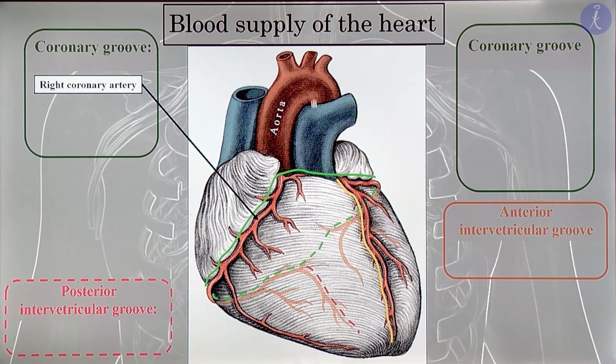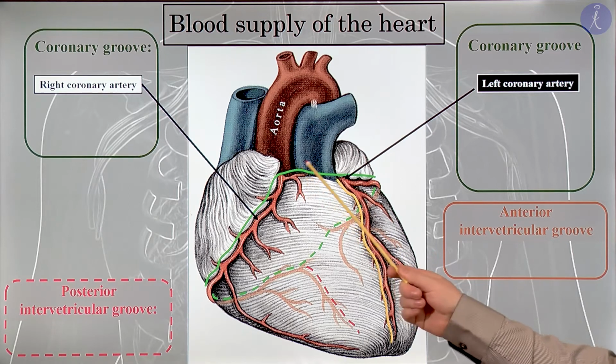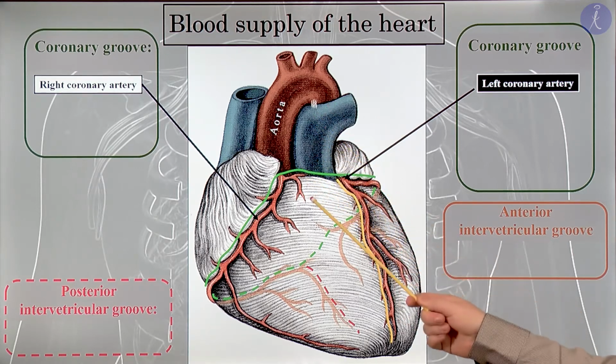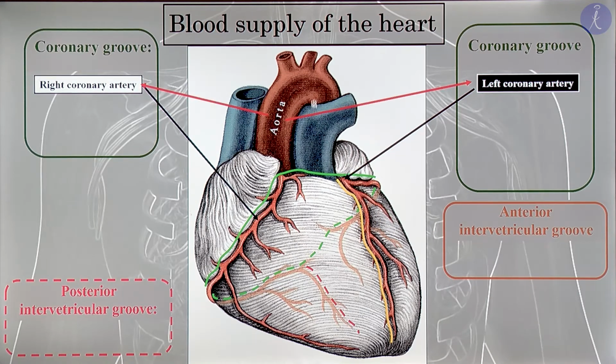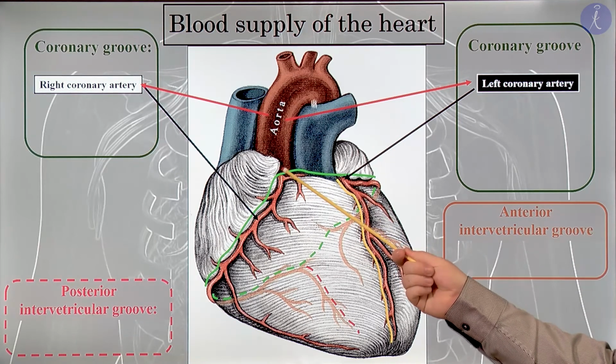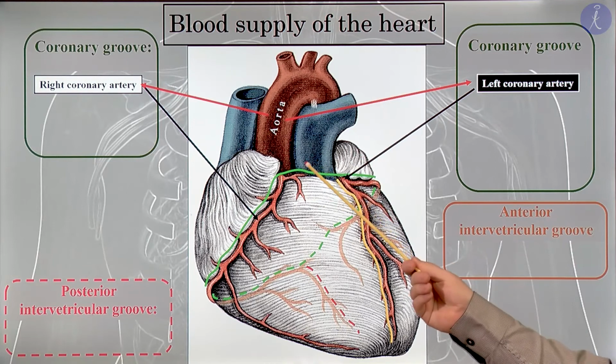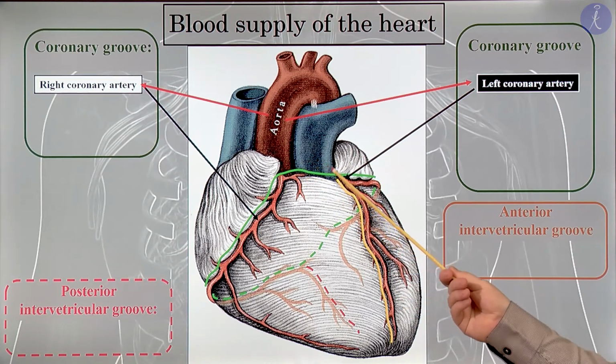In the coronary groove, on the right side starts the right coronary artery, and on the left side, the left coronary artery, which starts in the coverage of this blue-colored vessel. I hope you remember that was the pulmonary trunk. So both coronary arteries start from the aorta. On the right, it's quite well visible, and we can imagine it easier. The left one also starts there, but runs behind the pulmonary trunk.